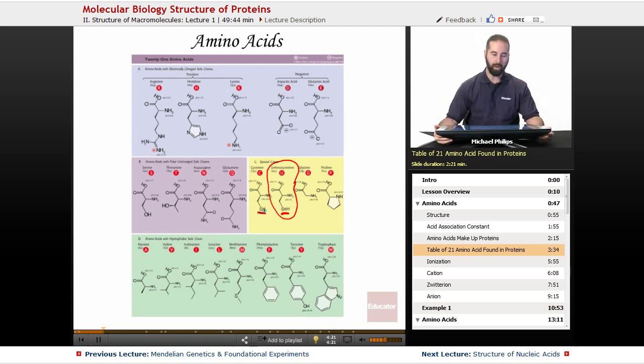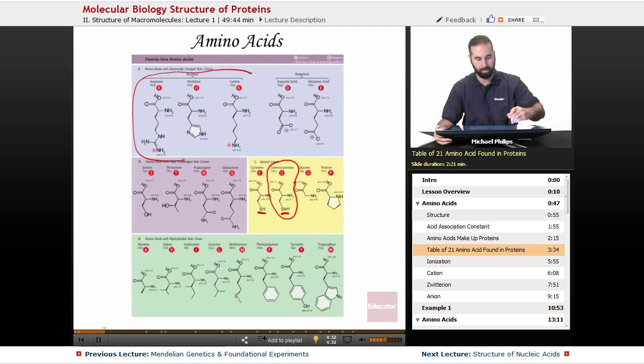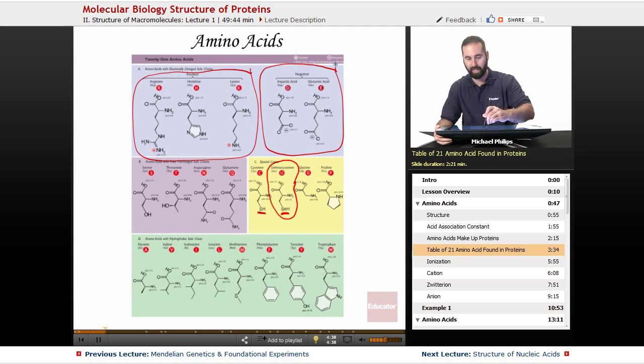Now, our amino acids can be broken into multiple groups. We have our charged amino acids. We have our positively charged or basic amino acids. We have our negatively charged or acidic amino acids. So only 5 of the 21 have any type of charge. Now, we have our uncharged amino acids right here in group B. We have in group D our hydrophobic side chains, the ones that are going to participate in our hydrophobic bonding. And then we have our special cases.